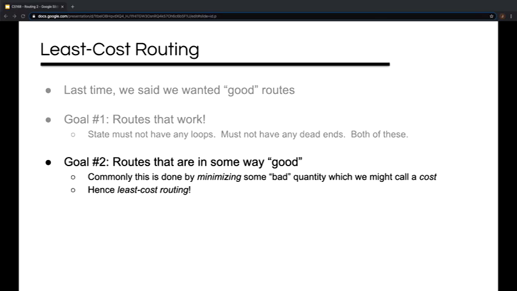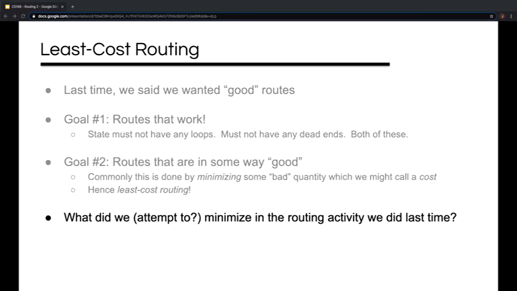The second goal is that we want them in some way good, and commonly this is done by minimizing some bad value, which you might call a cost. Hence, least cost routing. So, in our activity last time, we were actually trying to minimize a cost. What were we trying to minimize? Yeah, the number of hops it took to deliver a message, right? The number of, in this case, people in this room that it needed to go through. Each one of those was a hop, right?